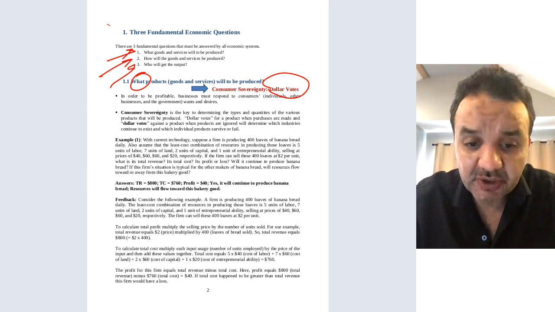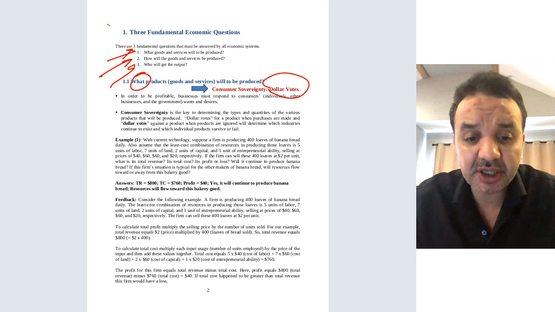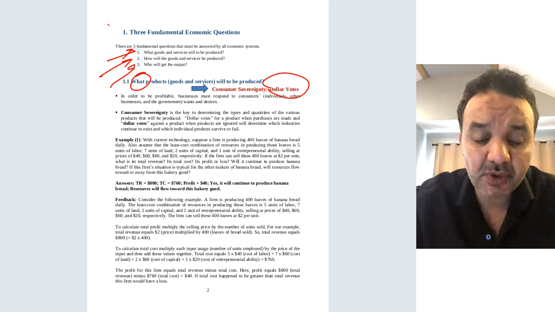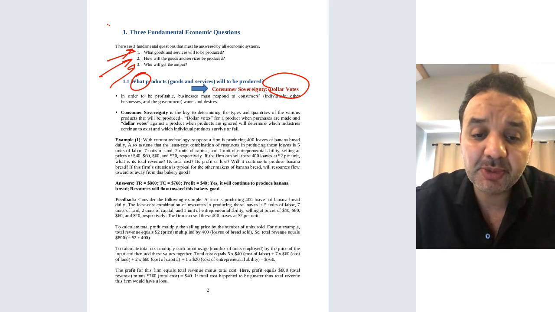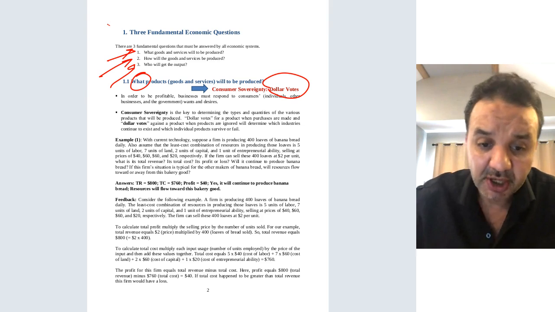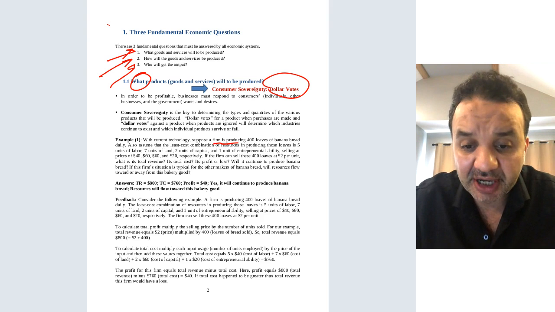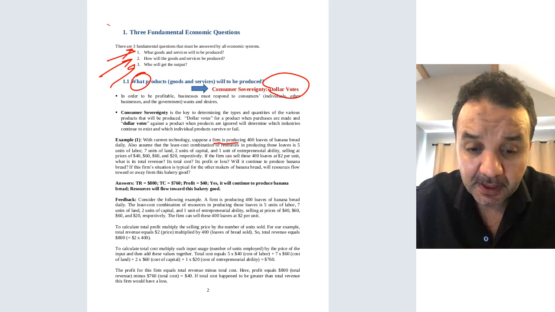So as usual, I'm gonna start with a question, and after answering the question, I'm gonna explain what we mean by question number one, which is what products will be produced. Okay, let's start. Let's see question number one. Question number one says that with current technology, suppose a firm is producing 400 loaves of banana bread daily.